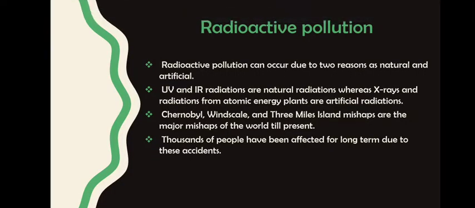Radioactive pollution. It can occur due to two reasons, natural and artificial. UV and IR radiations are natural radiations, whereas X-rays and radiations from atomic energy plants are artificial radiations. Chernobyl, Windscale and Three Mile Island are the major mishaps of the world till present, which have led to radioactive pollution, and thousands of people have been affected long term due to these accidents.